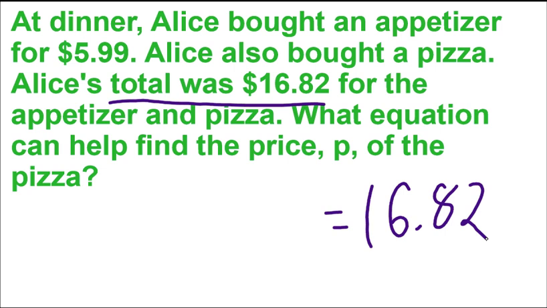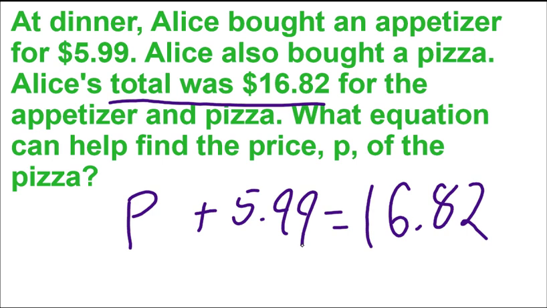All right, so if she bought an appetizer and a pizza, ignore the 16.82 for right now. If she bought an appetizer and pizza, what type of math would you do to find out how much it costs? Add. You take the pizza and you add the appetizer, right? And there's your equation. You take the things she buys, add them up, you get the total. Any questions on that? Again, should hopefully be some easy points for you, right?